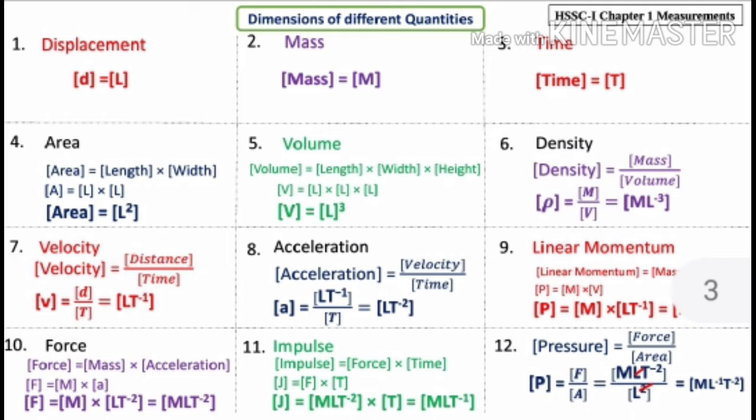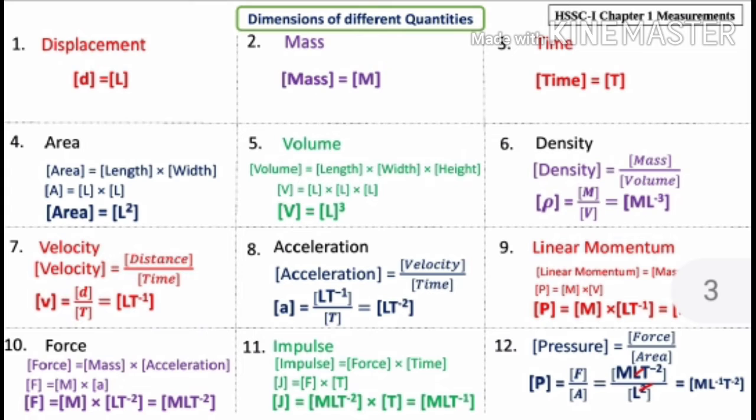Sixth is density. The density formula is mass per unit volume, and as we know the dimensions of mass and volume, it becomes M L inverse cube in square brackets. Seventh one is velocity. The velocity formula is distance over time. The distance or displacement dimension is capital L and time is T. This T becomes T inverse, so L T inverse in square brackets.